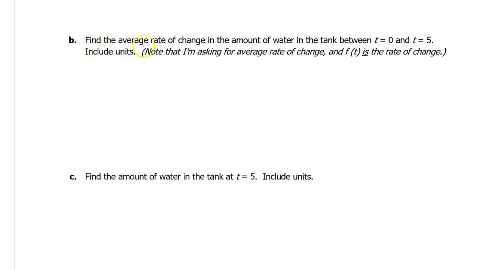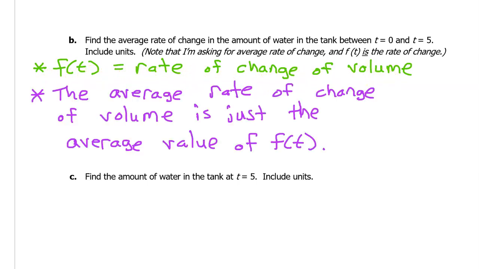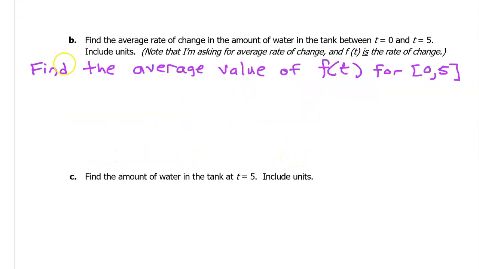Part B. Find the average rate of change in the amount of water in the tank between t equals 0 and t equals 5. Include units. Remember, f of t is the rate of change of volume. Therefore, the average rate of change of the volume is just the average value of f of t. So really, we are just being asked to find the average value of f of t for the interval from 0 to 5.